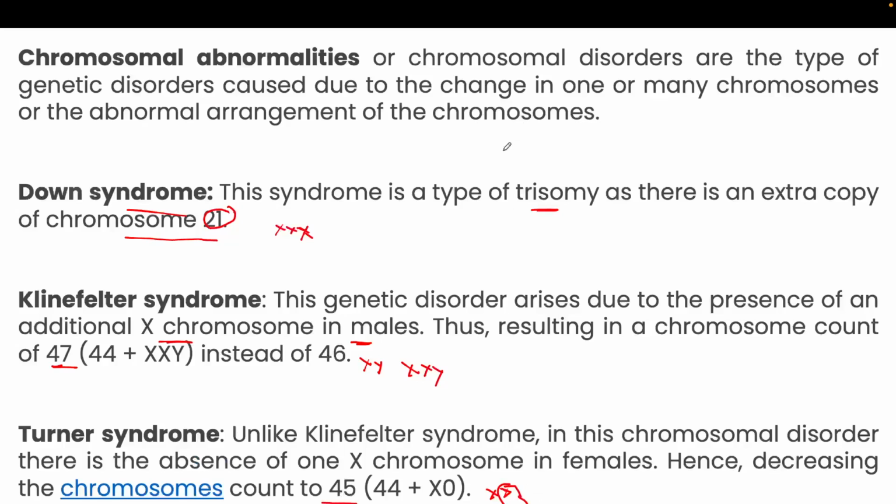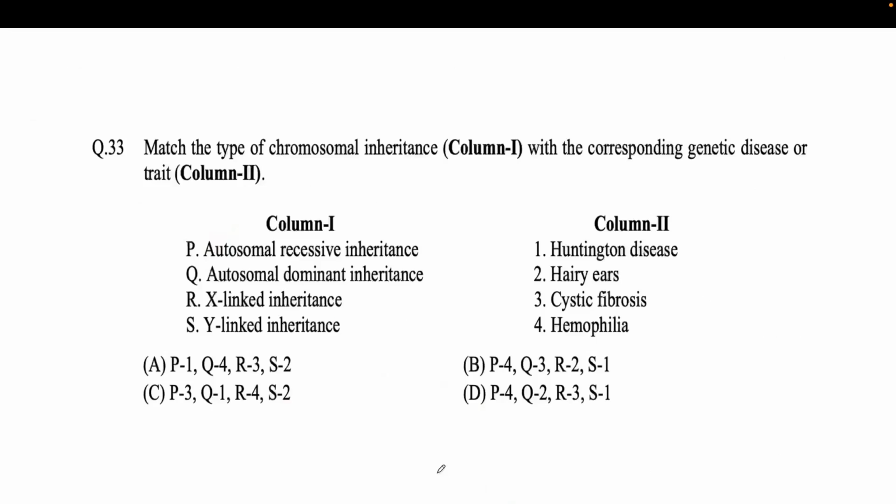So these are the three typical chromosomal disorders: Down syndrome, Klinefelter syndrome and Turner syndrome. Down syndrome occurs in chromosome number 21, where one extra chromosome is added. Klinefelter syndrome occurs in the sex chromosomes of males, where an extra X comes. And Turner syndrome occurs in females, where one X chromosome is absent.